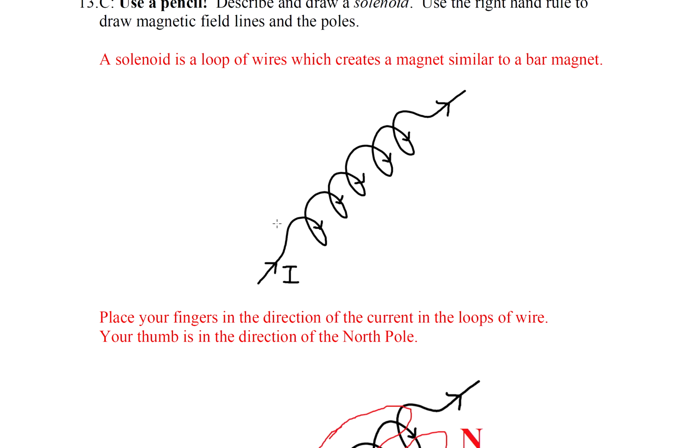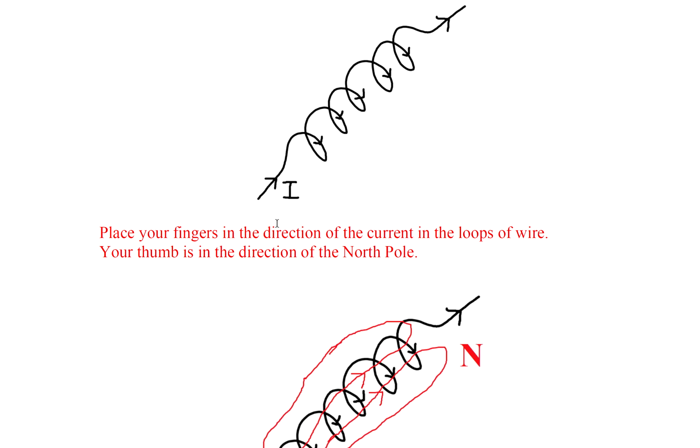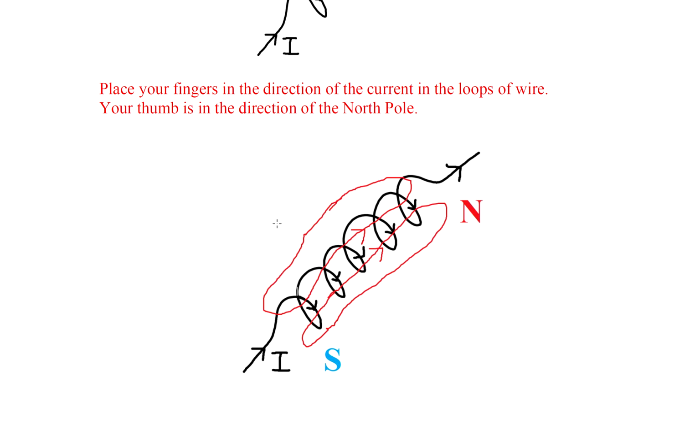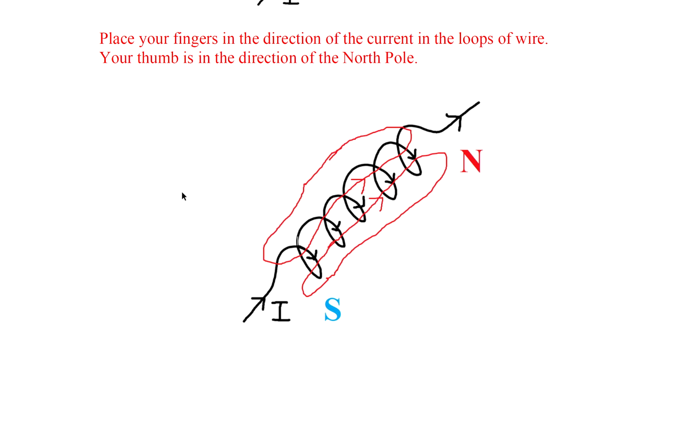So place your fingers in the direction of the current in the loop of the wire, and your thumb is in the direction of the North Pole. So if your fingers are in the direction of the current, then you can see the North Pole is facing up and the South Pole is down in this image. And those red lines are magnetic field lines.